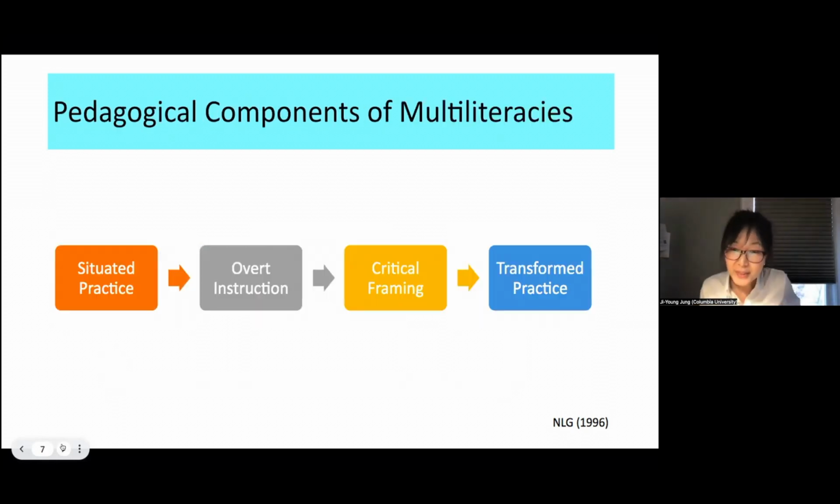Okay, according to the New London Group, each task within a multiliteracies approach encompasses four pedagogical components: situated practice, overt instruction, critical framing, and transformed practice. Eunice, could you go to the next? Yeah.